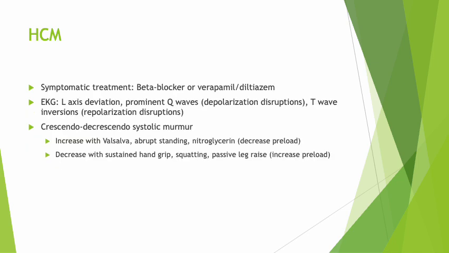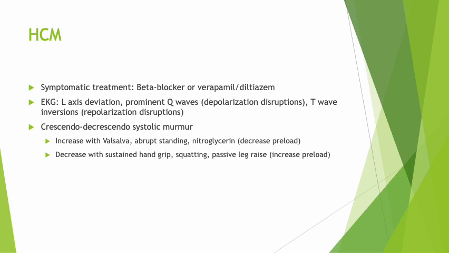And then just a summary of everything for HOCM, the symptomatic treatment is going to be beta blocker or verapamil and diltiazem. You'll see some EKG abnormalities with this one, so you could see left axis deviation, also issues with both depolarization and repolarization, so prominent Q waves, T wave inversions.